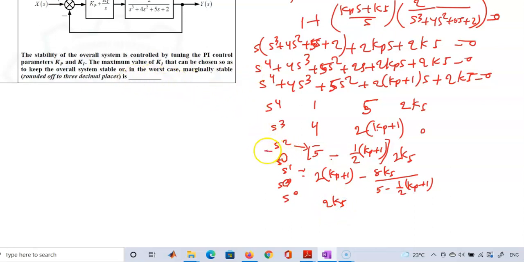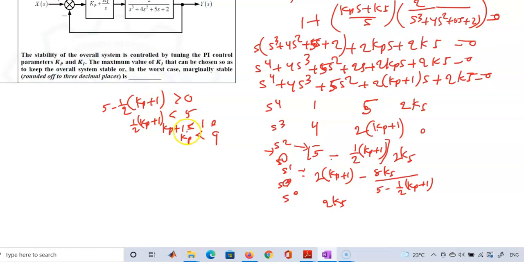Here let's take the second case: 5 minus half (Kp plus 1) must be greater than 0, because the first column must have all elements positive. Which means half (Kp plus 1) should be less than 5, that is, (Kp plus 1) should be less than 10, so Kp should be less than 9, right?